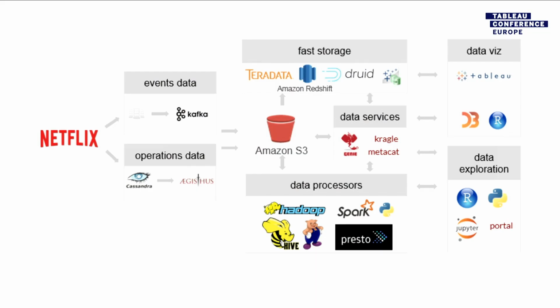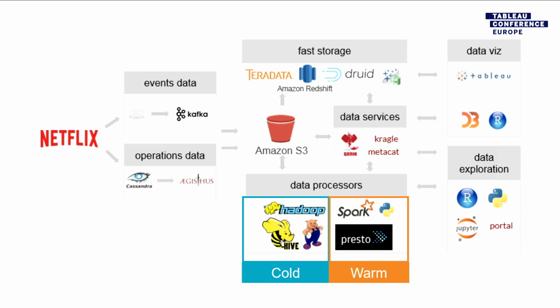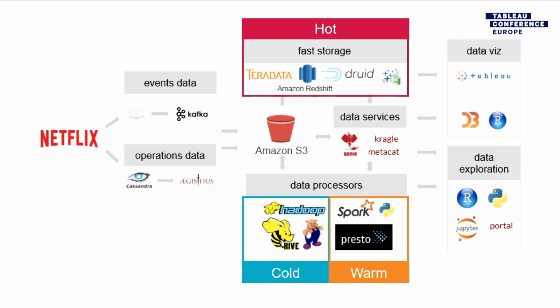So if we come back to our strategy, as an example, how could Netflix have aligned that framework to the technologies they're using? So we have Hadoop and Hive. That's certainly in the cold area. That's for more batch workloads where the performance is not key. Then to speed that up, they might use something like Presto. And then you have the hot, the fast storage tier with Redshift, Teradata, and Tableau.